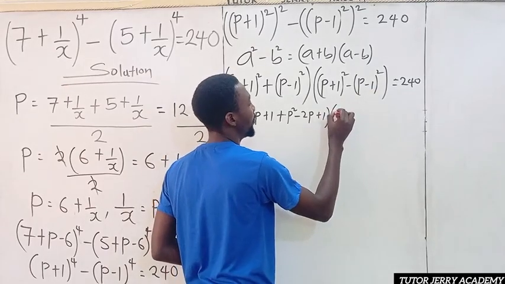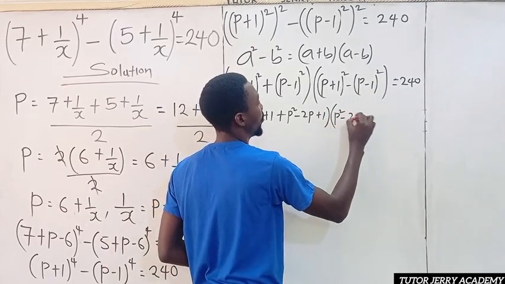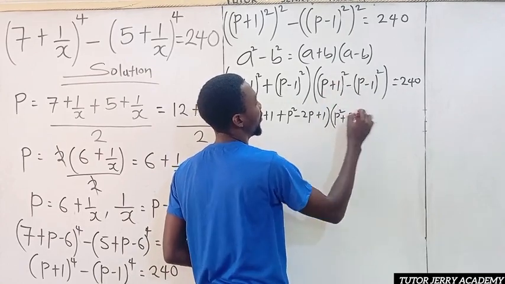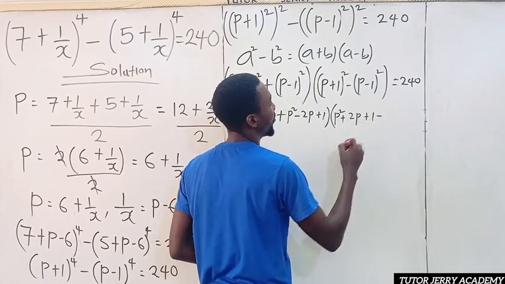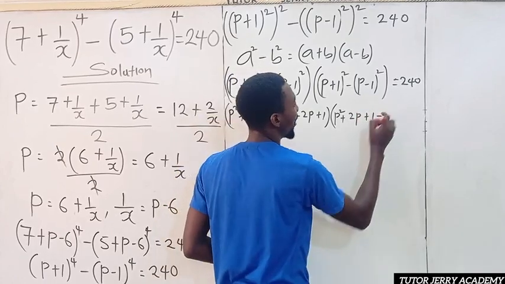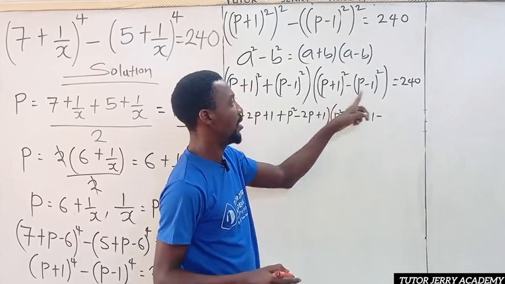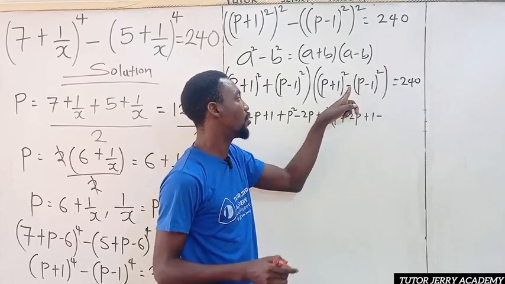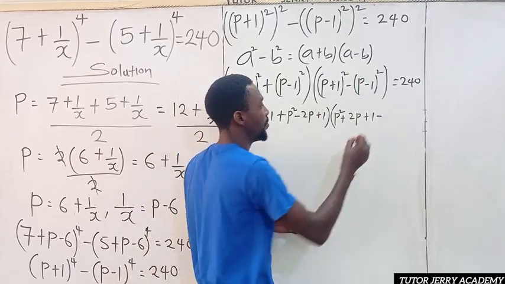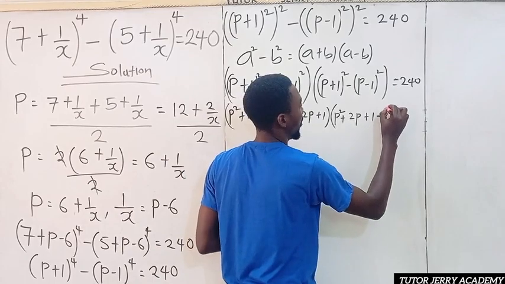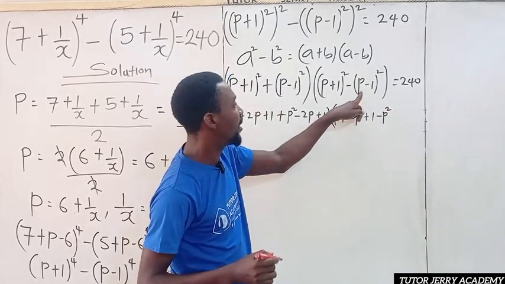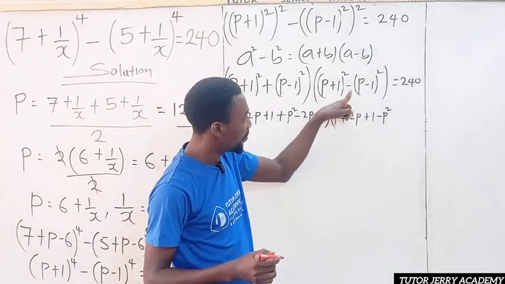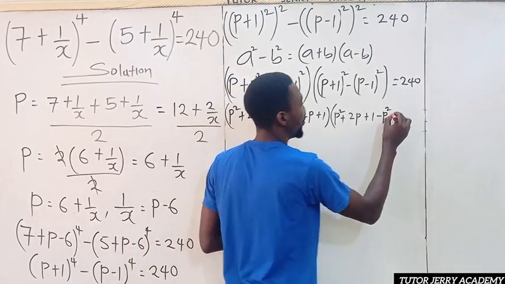We are going to have p squared minus 2p plus 2p, then plus 1 minus, so we have to be careful with this minus here. Now, p squared, if you put your square on p here, it's going to be p squared. P squared multiplied by minus is going to be minus p squared. P times minus 1 times 2, we are going to have minus 2p. Multiplied by minus is going to be positive 2p.